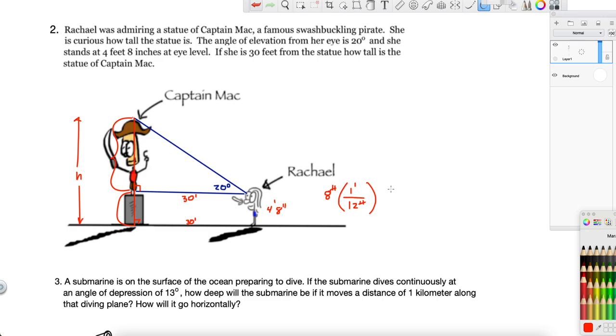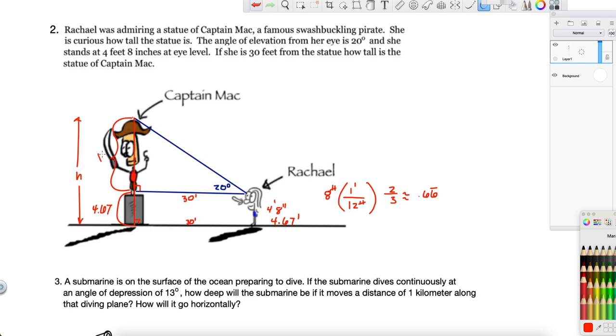And 8 divided by 12, well, we know a 4 comes out of both, right? So 4 out of both, that would give us 2/3. It'd be 2/3, or about 0.66 repeating, right? So we can call this 4.67 feet. How about that? And this length is 4.67.